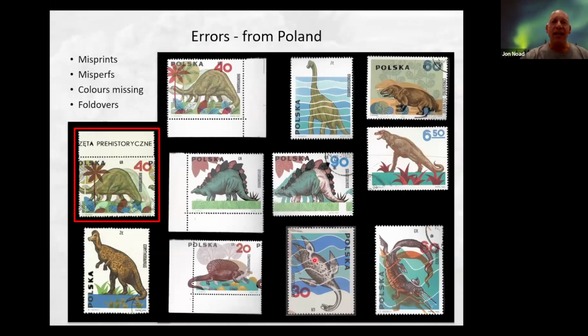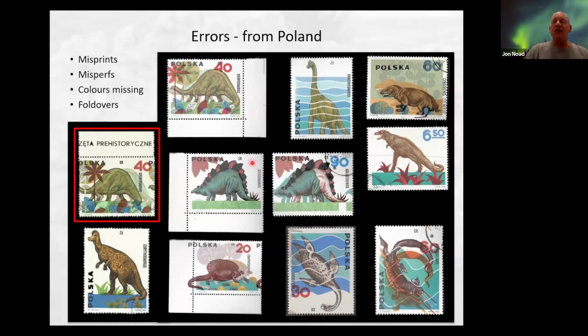The one down here is printed tête bêche in some way, so you can see that the dinosaur is upside down compared to the value, and then some have a big shift in some of the inks as well. There was a Stegosaurus, this Stegosaurus here, with no value.